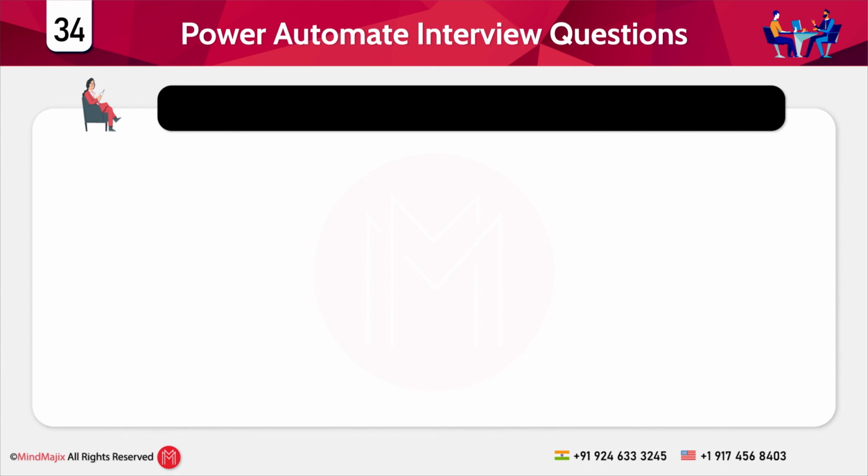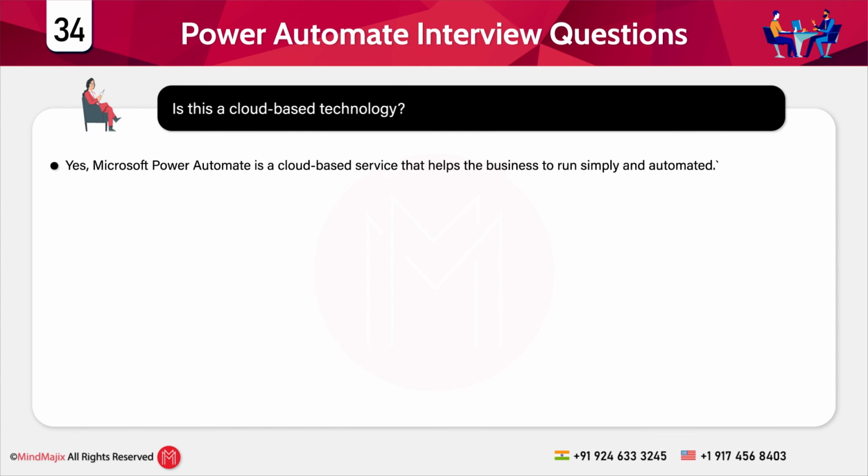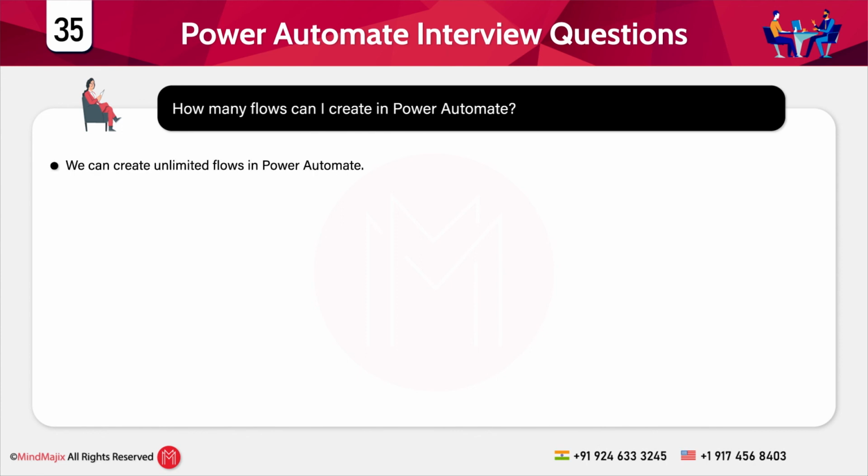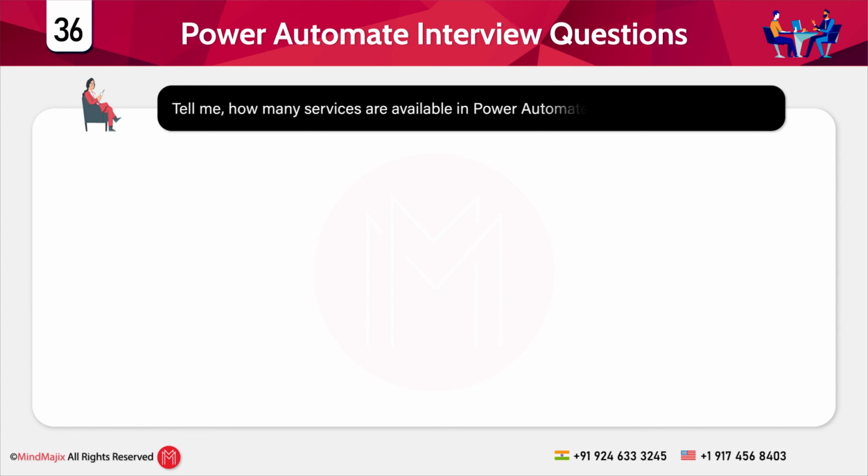The next question is, is Power Automate a cloud-based technology? The answer to this question is yes. Microsoft Power Automate is a cloud-based service that helps businesses to run simply and in an automated fashion. The next question is, how many flows can I create in Power Automate? We can create unlimited flows in Power Automate, but this depends on the license type that you have. The next question is, how many services are available in Power Automate? There are approximately 200 plus services available in Power Automate.